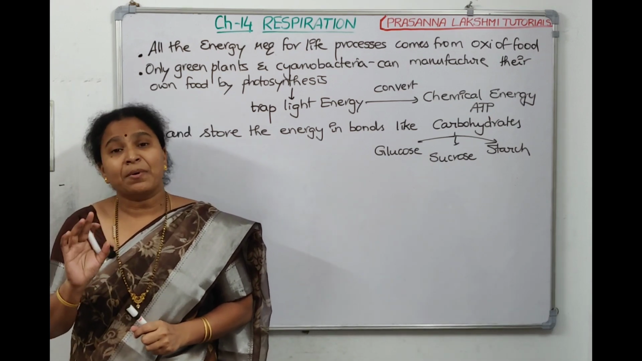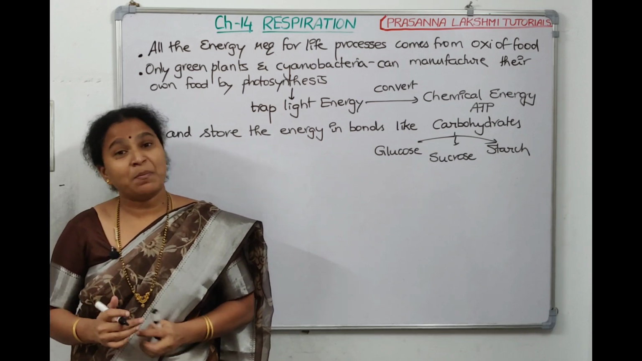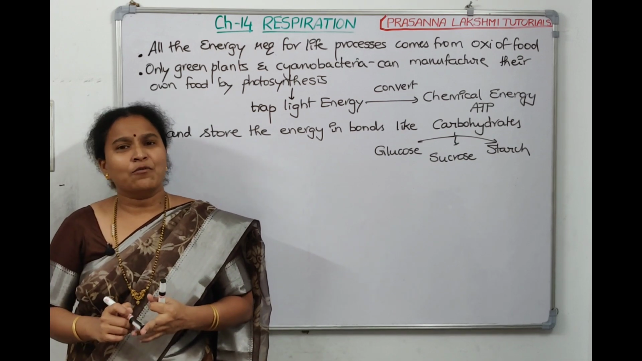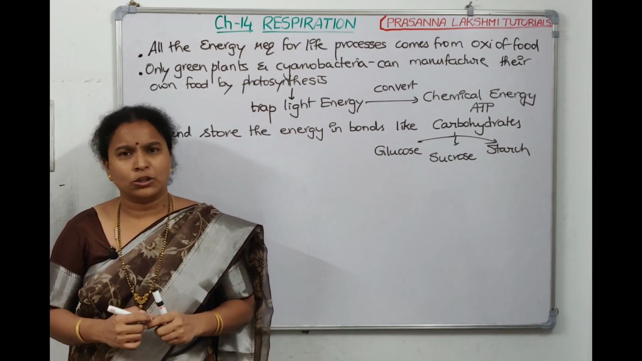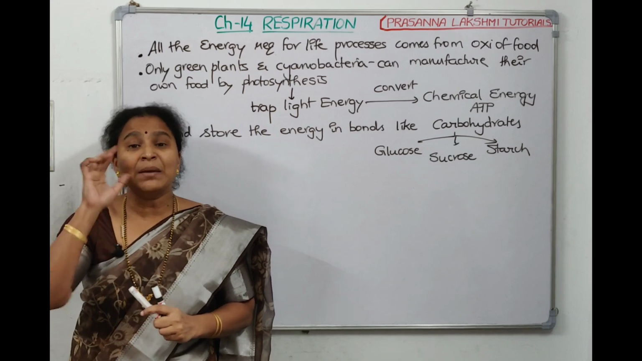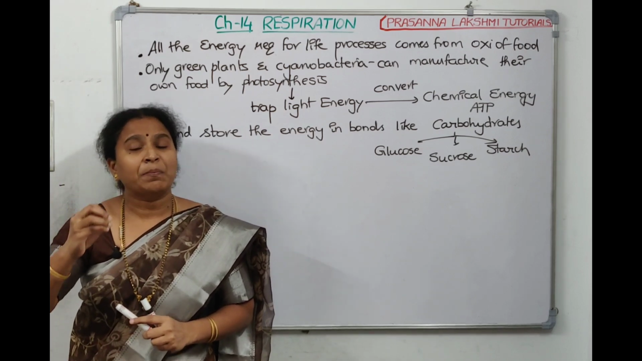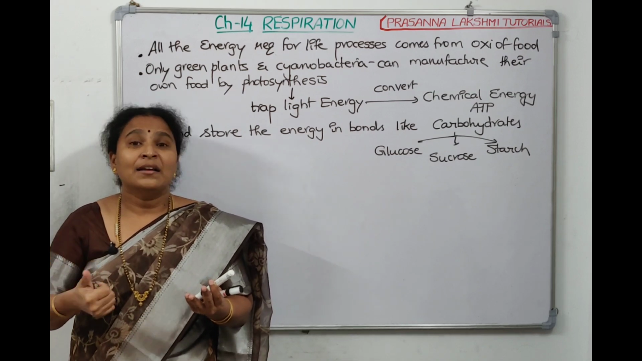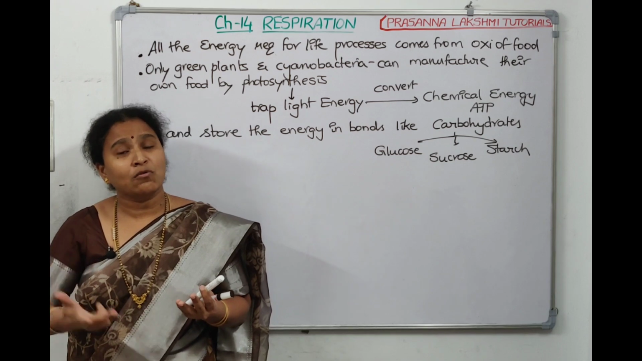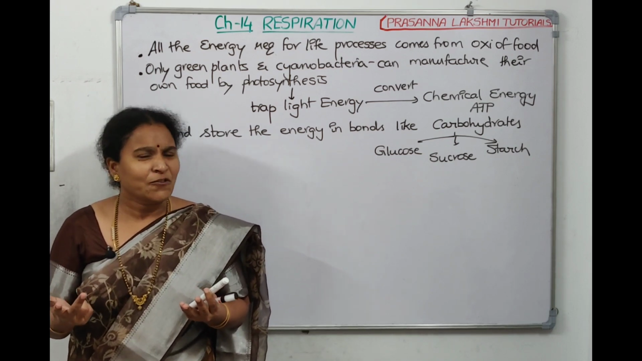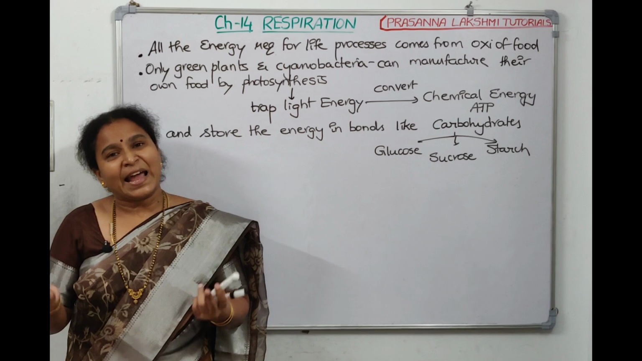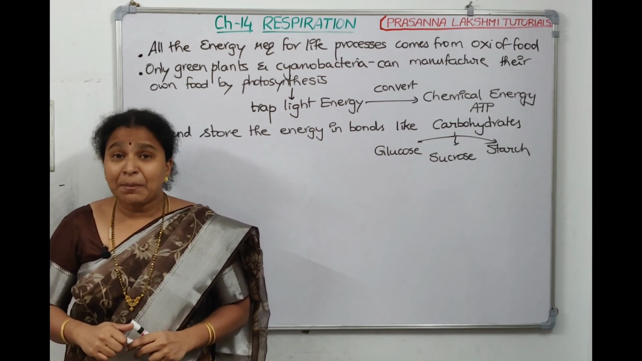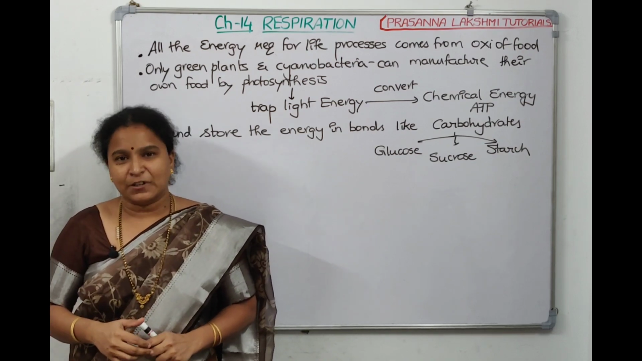Now, only green parts of the plant will prepare the food. We know that a plant has root, stem, leaf. Only leaves will be green in color all throughout. So only the green part of the plant can do photosynthesis. Non-green parts of the plant, let it be flower, woody stem, or root, which are not green, can they do photosynthesis? No. So, like all other animals, the non-green parts of the plants depend on the green parts for their food.